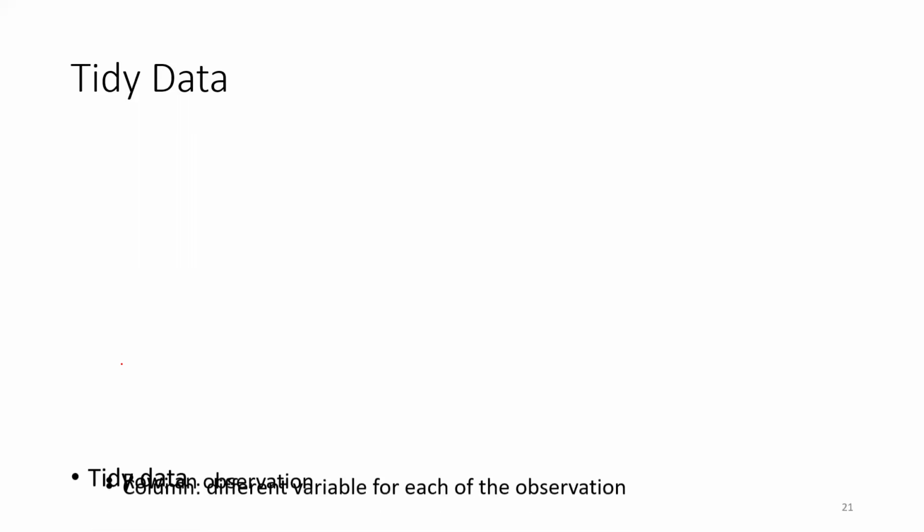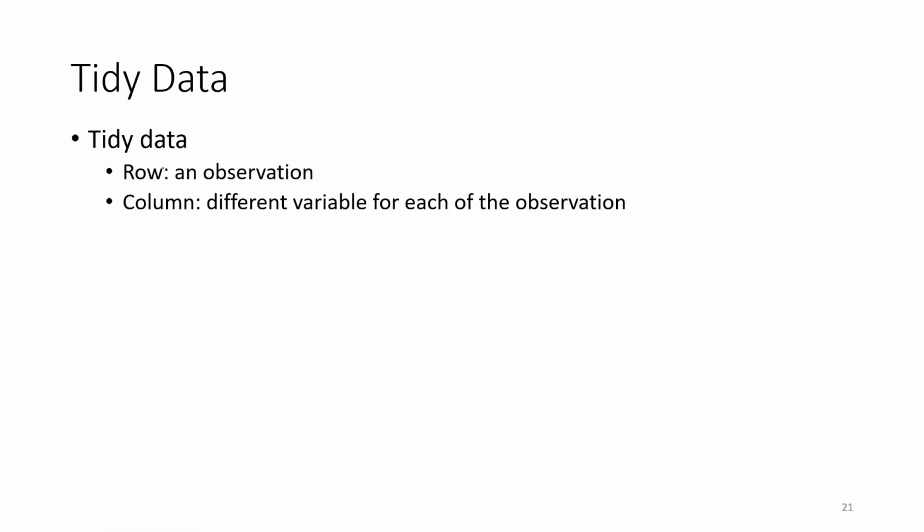So let's talk about tidy data. What is a tidy data set? A tidy data set is one in which each row represents a single observation, and each column is a different variable for each of the observations represented by the rows. Most of the time, a data set is not in a tidy form, or in a form that you can easily work with, and it is really important to be able to work with tidy data, especially when using tidyverse.